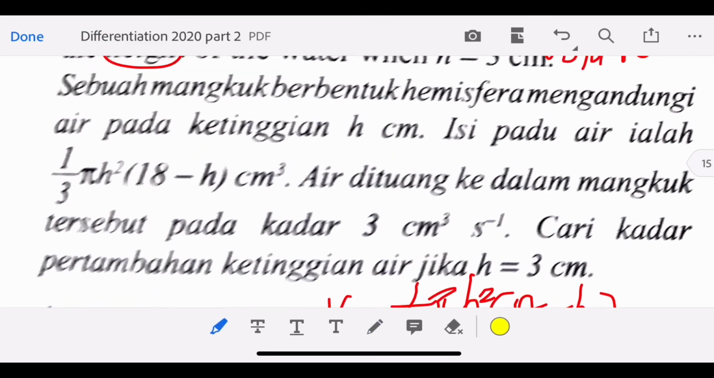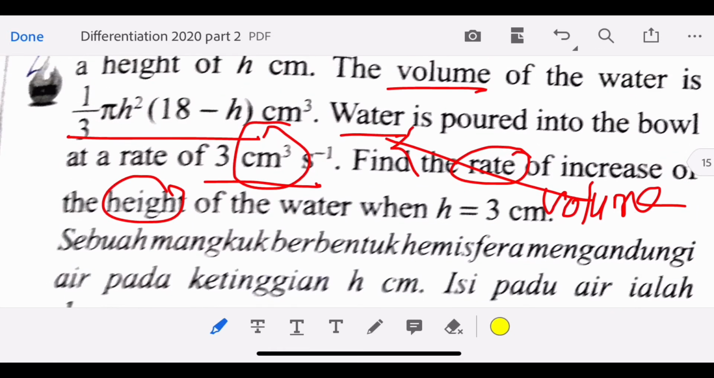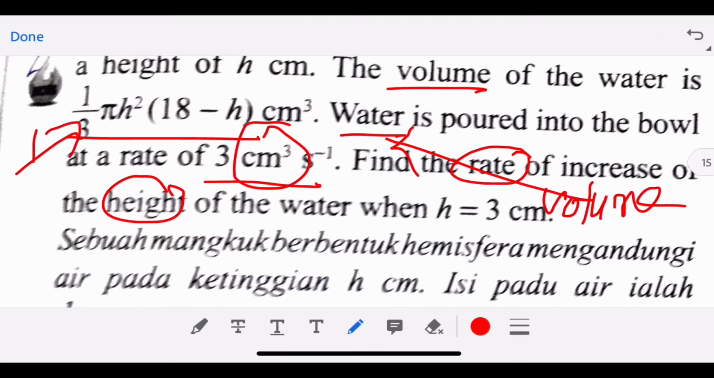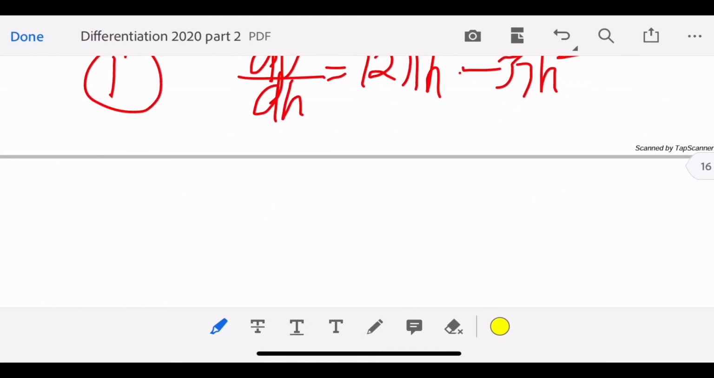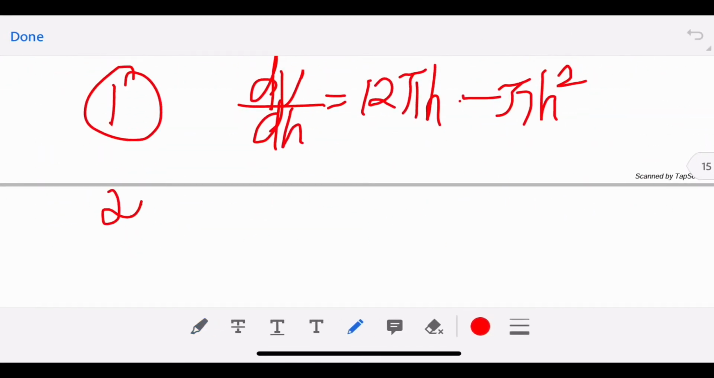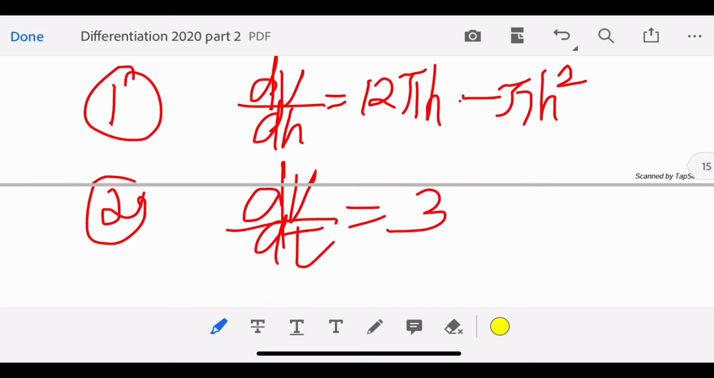Okay, the second step is you obtain the information from the question. Water is poured at a rate of 3 cubic centimeters per second. So that is actually your dV/dt. Just copy down and write in symbol. If you don't write, you cannot do. So write dV/dt from the question. dV/dt is equal to 3. That's all. No need to write the unit.